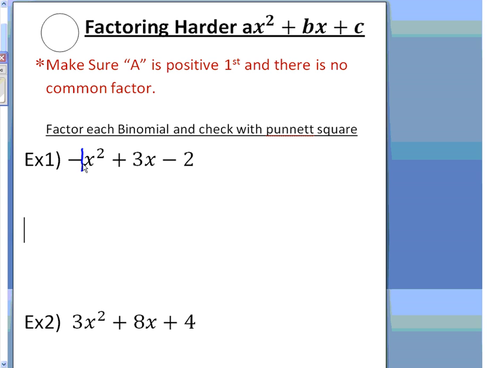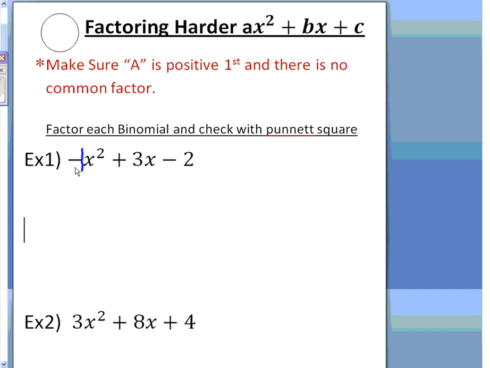And when that happens, you're going to have to learn how to deal with those kind of things in your table. And there's two things you need to make sure you're following here. Make sure that a is a positive number first and that there's no common factor in these numbers. And I'll talk about it as we go. But in this first problem, let's go ahead and look at it. The coefficient of x squared is a negative 1.